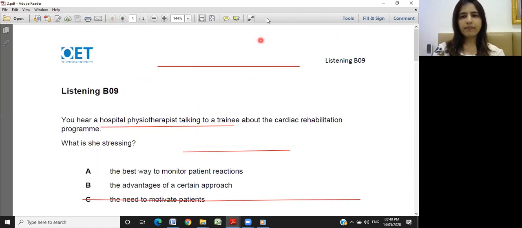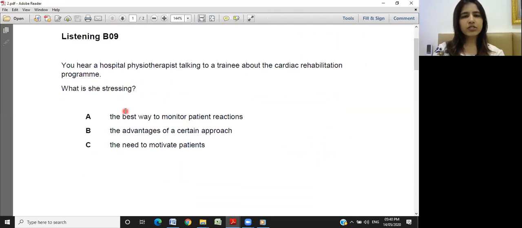Because what is she stressing? She did explain the advantages of doing ankle pumps using the spirometer. She did explain the advantages of making them walk. But what was she trying to stress here? What was she trying to emphasize here? It's important to motivate them because they are fearful. They don't find it simple when the trainee nurse said it is very simple. So C is the correct answer here.